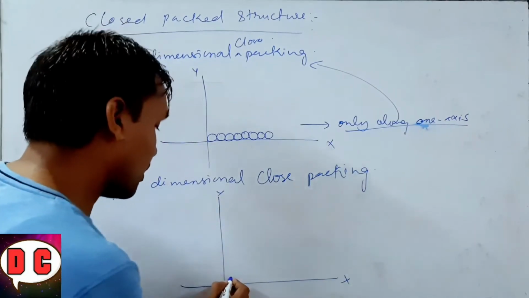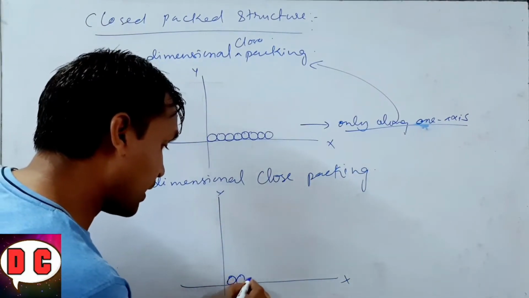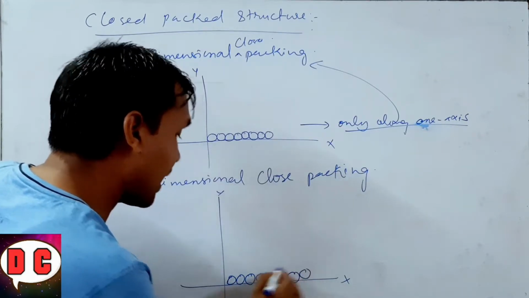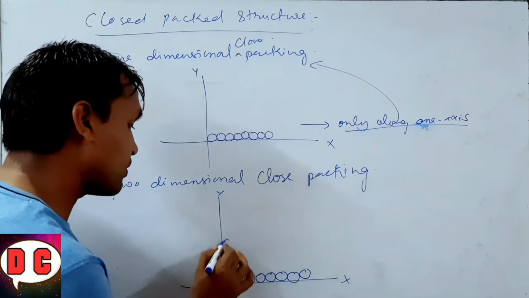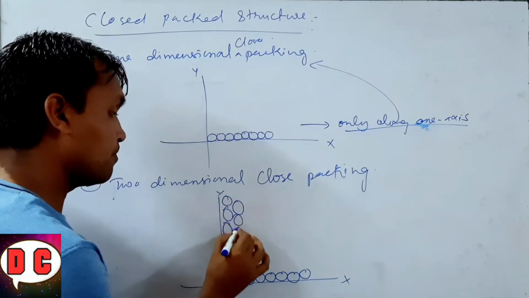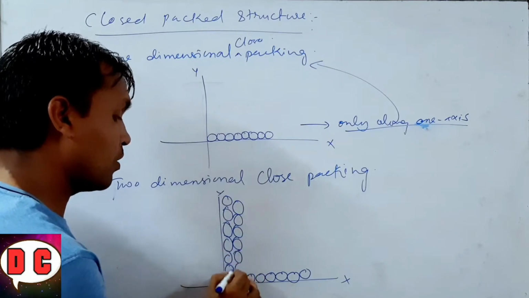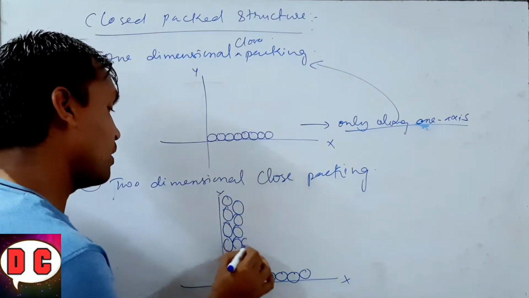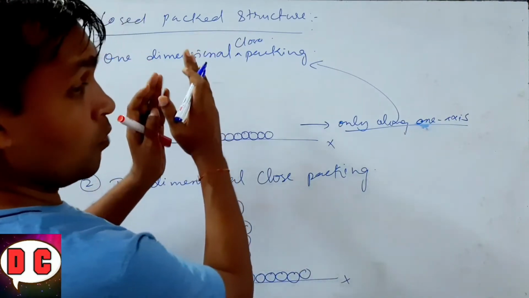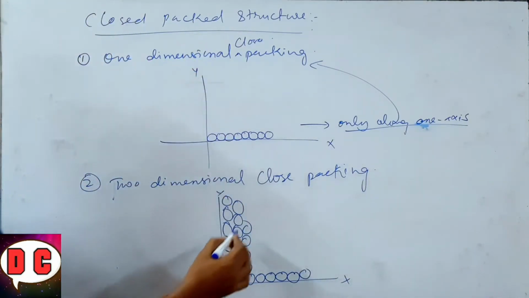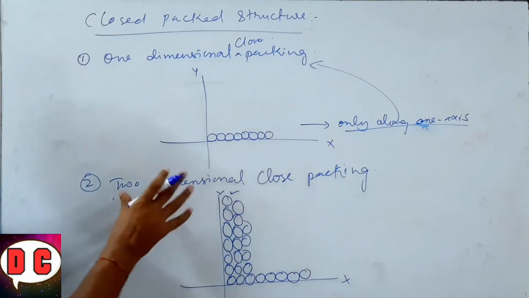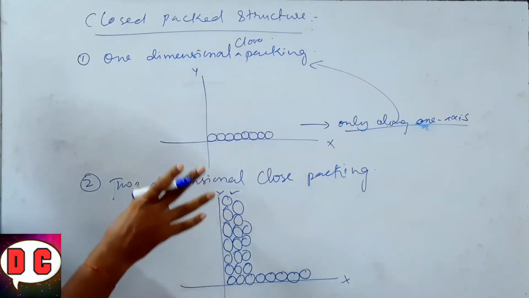The atoms here will be arranged along the x-axis, as well as along the y-axis. Got it? So the arrangement is along the y-axis as well. Are you getting my point? Along the x-axis as well as along the y-axis. That means here we are using two dimensions, x and y-axis. So this type of closed packing we call as what?